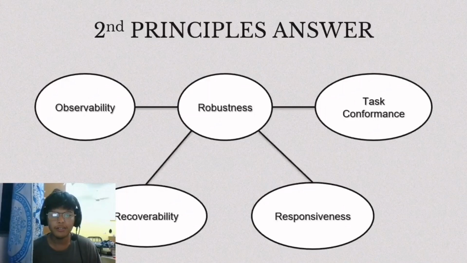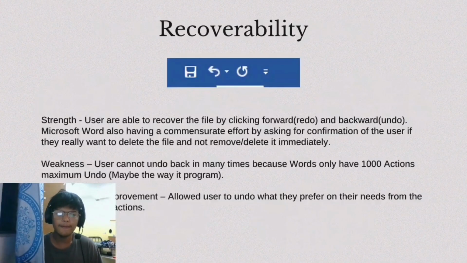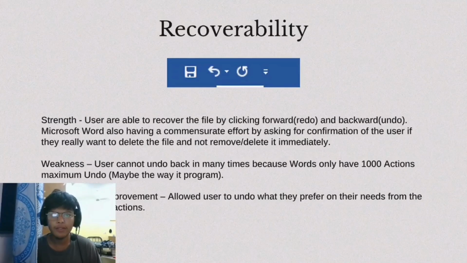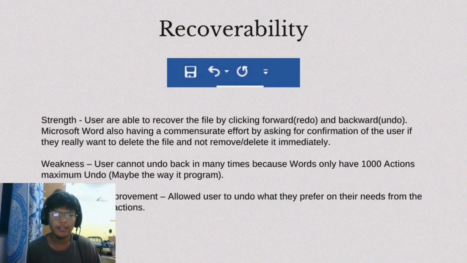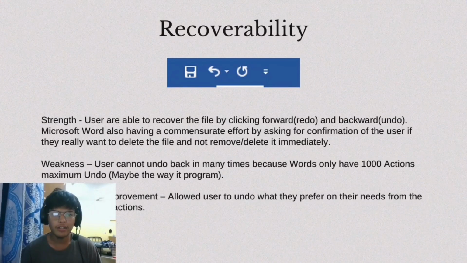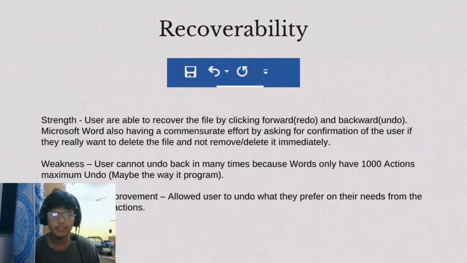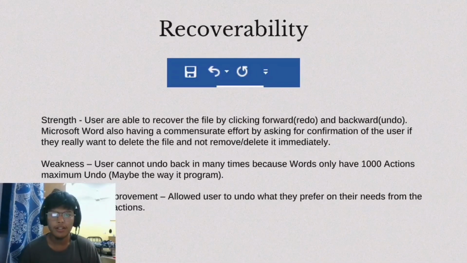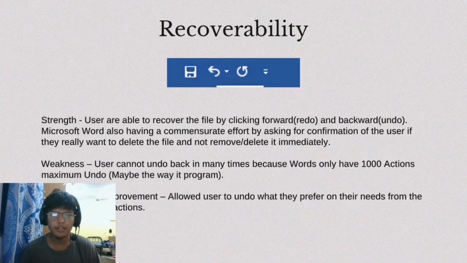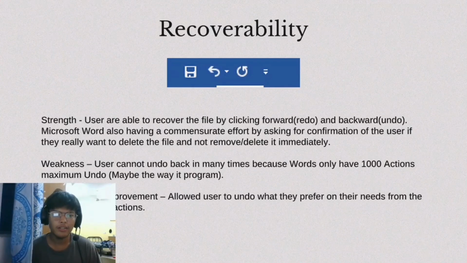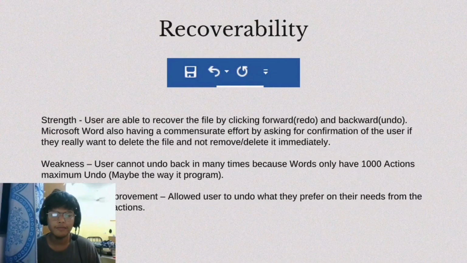Second principle, recoverability. Its strength: users are able to recover the file by clicking forward, which is redo, and backward, undo. Microsoft Word also has a commensurate effort by asking for confirmation from the user if they really want to delete the file, and remove or delete it immediately.